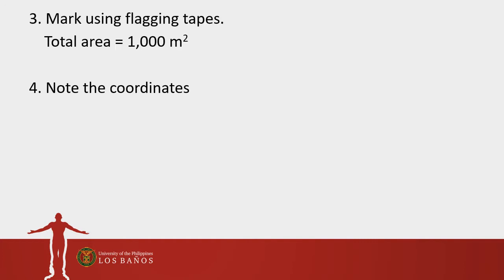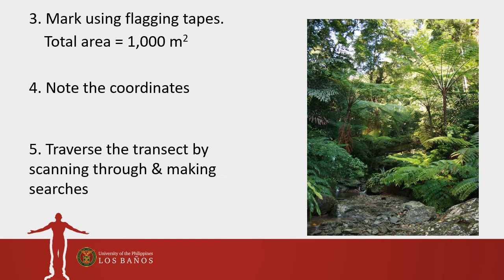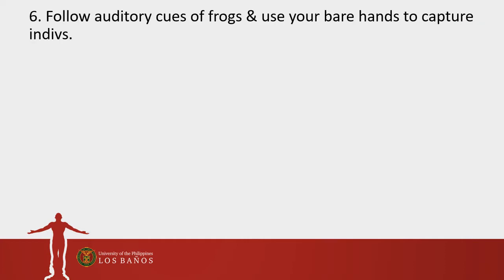Mark your transect with flagging tapes. The total area will be 1,000 square meters. Traverse the transect by scanning through and making searches. Your time of transect will depend on your target group. Follow auditory cues of frogs and use your bare hands to capture individuals.